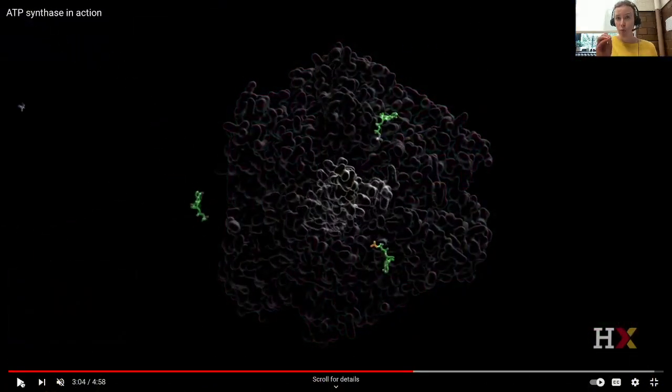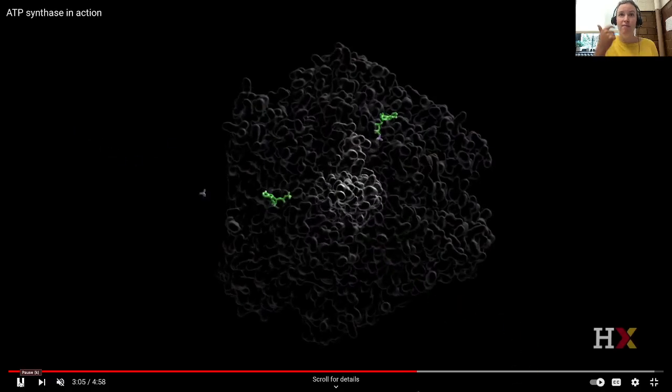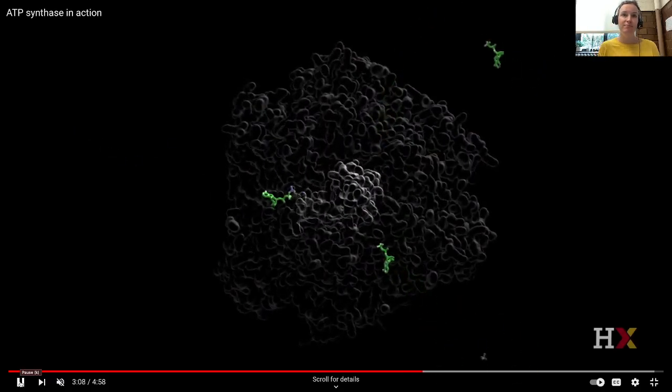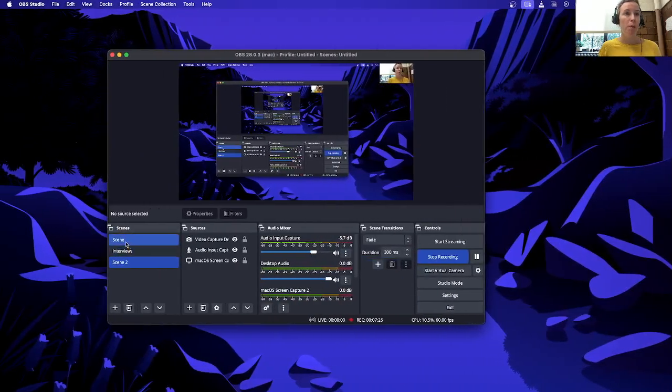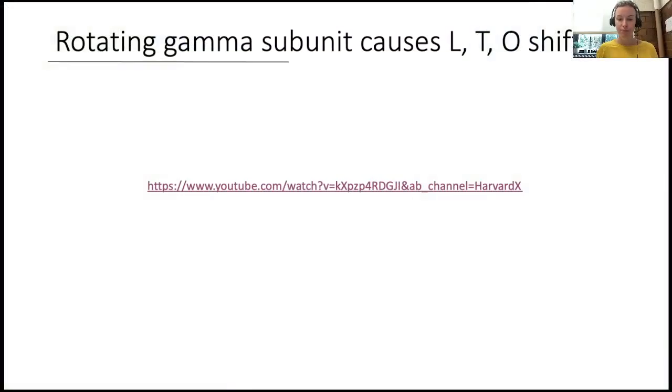Now here, lastly I want to show you this, we're visualizing how this gamma subunit rotating kind of pushes the alpha 3 beta subunits. That physical push is what's causing those shape changes to allow the loose, the tight, the open state. I thought that video was very helpful. Last up, folks, we'll talk about some final ideas about electron transport and ATP synthesis.